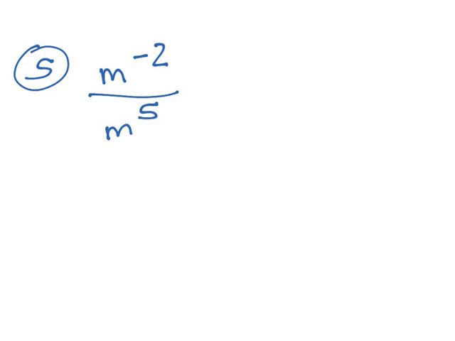Let's do one more division. Let's do m to the negative second divided by m to the fifth. So, same base, I'm dividing, so I subtract the exponents. Negative 2, right, numerator exponent minus the denominator. So now I have negative 2 minus 5.